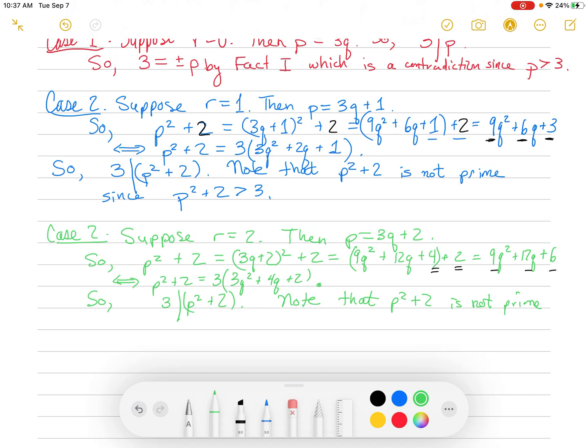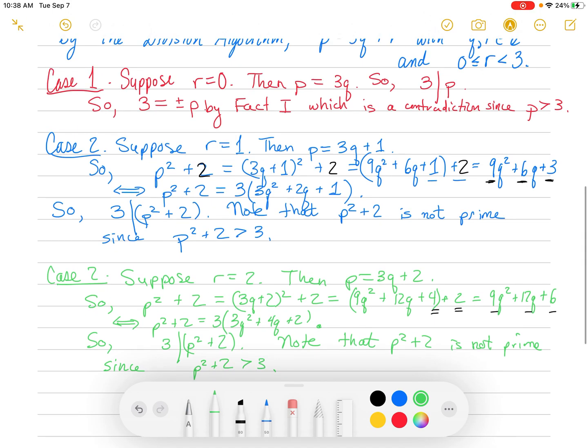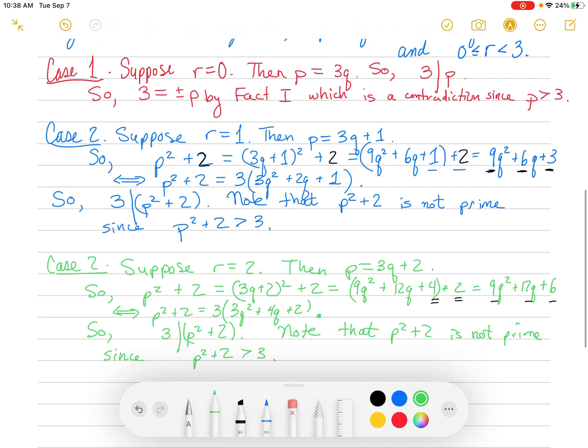And 3 is not the same thing as p squared plus 2 because p squared plus 2 is bigger than 3. All right, so that proves it. We've done case 1, which got ruled out. Case 2 and case 3 both showed that p squared plus 2 is not prime.